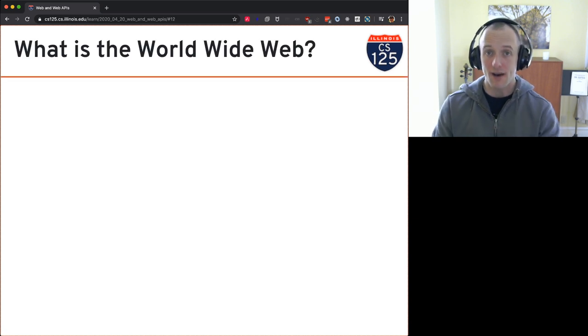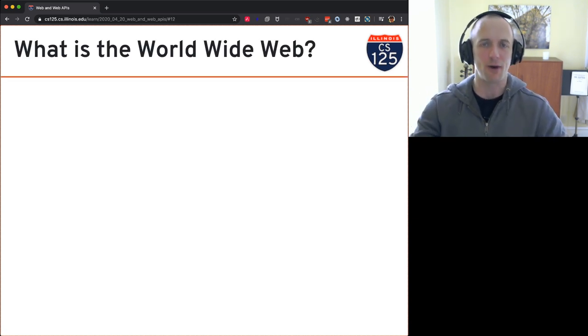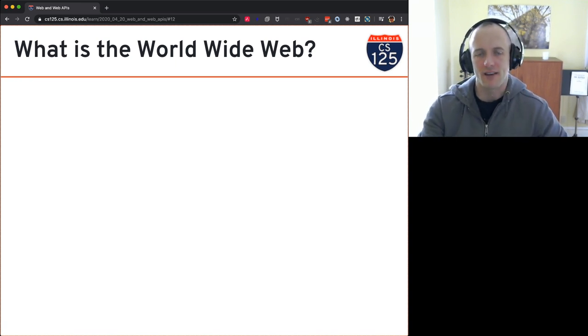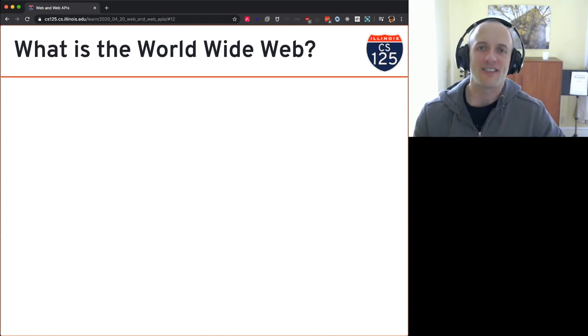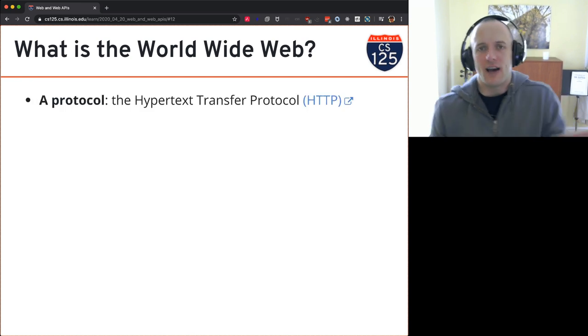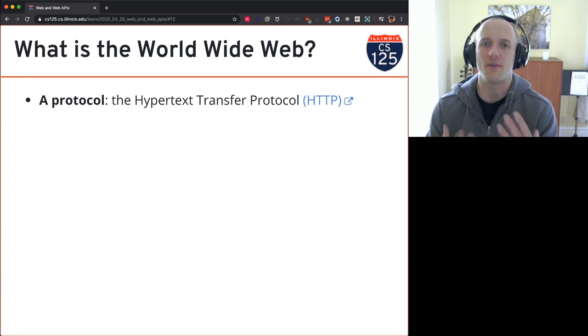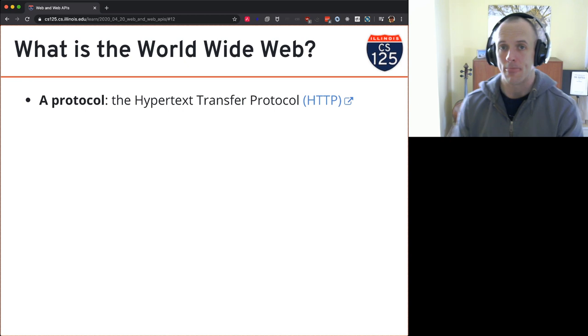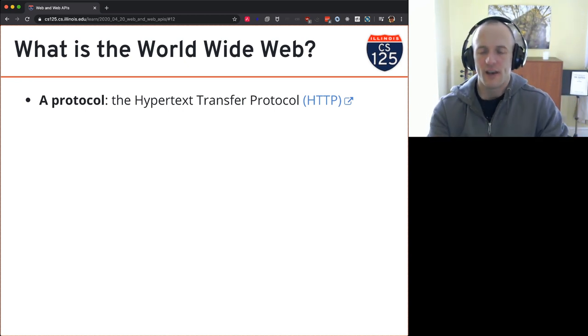Okay. So now, on our journey toward beginning to talk about web APIs, we've talked about the internet, including as a communication network and infrastructure, and now as a protocol. But what is the World Wide Web? The World Wide Web constitutes a suite of different technologies. One of the things that comprises the World Wide Web is a protocol, called the Hypertext Transfer Protocol. A protocol establishes a system that allows two devices to communicate.